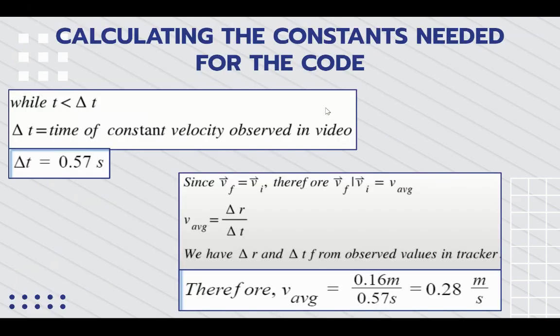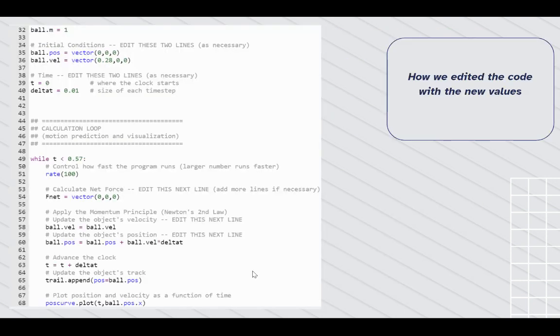And so these are the constants that we need for the code to work. So t is pretty easy to derive from the video, and it's how long the video is, 0.57. And then there is the average velocity, which is distance divided by time. So we get 0.228. And yeah, substitute in this.